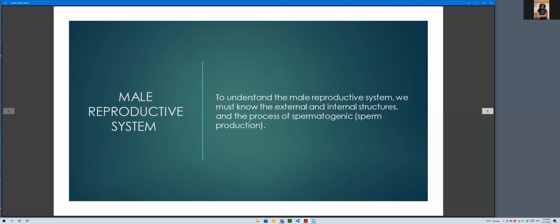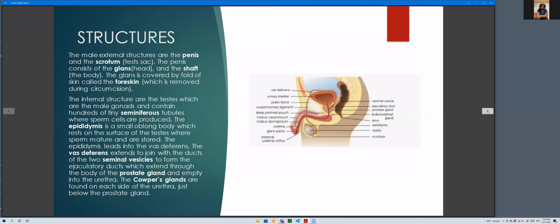Male reproductive system. To understand the male reproductive system, we must know the external and internal structure and the process of spermatogenesis. Structure. The male external structures are the penis and the scrotum. The penis consists of the glans and the shaft. The glans is covered by a fold of skin called the foreskin.